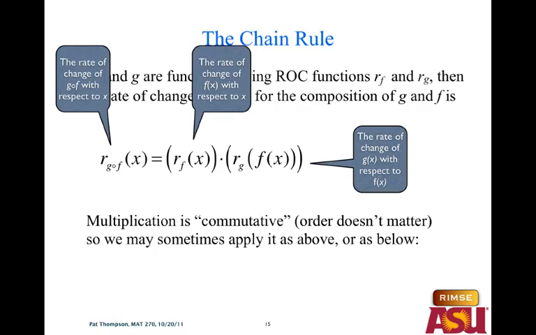Multiplication is commutative, so order doesn't matter. Sometimes we may apply it as above, or sometimes as below, depending on whether we're going to work inside out or outside in. Depending on the function you start with, one is sometimes more helpful than the other. The way we derived it was inside out: you start with the interior function, find its rate of change, and then multiply by the rate of change of the exterior function with respect to the interior. But you could also work outside in. The equation at the bottom is an outside in approach.